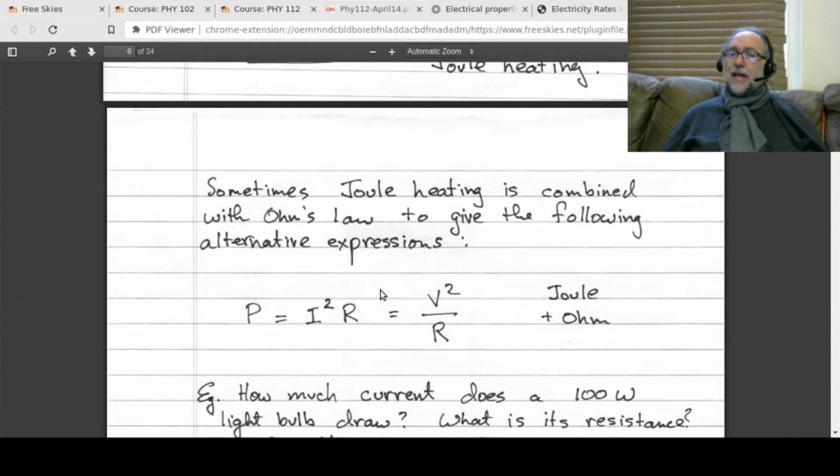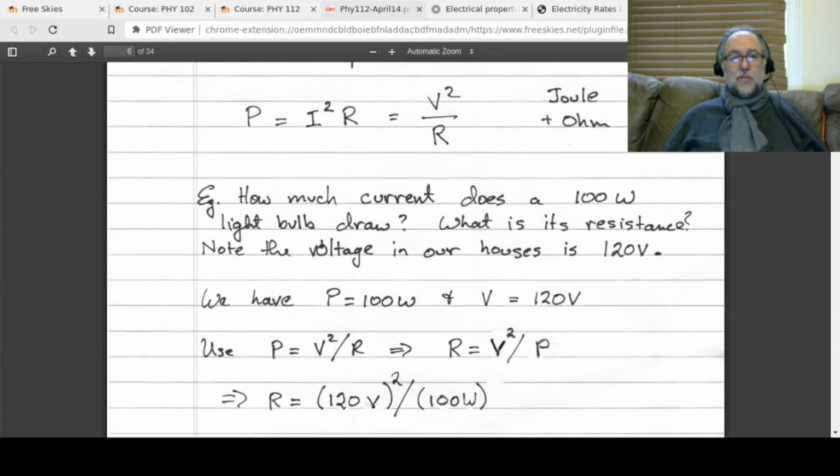I just wanted to mention it in passing because, if you look at the labs or other places online, you might see the Joule heating being written this way, and you're going, well, that's not the way I was taught it, but it is. It's the same. It's just the Joule heating formula, P is equal to IV, combined with Ohm's law. All right, now we're ready for a couple of problems.